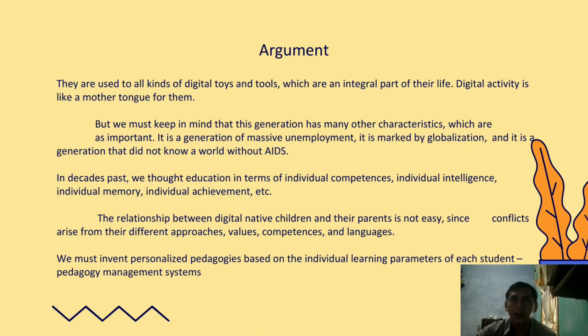Next is argument. First argument: they are used to all kinds of digital tools, which are an integral part of their life. Digital activity is like a mother tongue for them. 2. But we must keep in mind that this generation has many other characteristics which are as important. It is a generation of massive unemployment. It is marked by globalization. And it is a generation that did not know a world without AIDS.